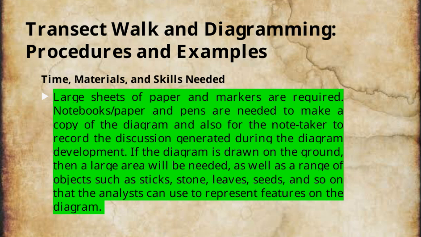Now, moving on to the procedure itself, specifically the transect walk and diagramming. This process involves walking through the area you're studying, observing the landscape, and then creating a visual representation of what you see. It's a hands-on approach that combines observation with diagramming, making it a very effective way to understand spatial relationships. The key is to be prepared with the right materials, but also to develop the skills of observation, representation, and discussion. These skills help you capture the features accurately and engage everyone in the process.